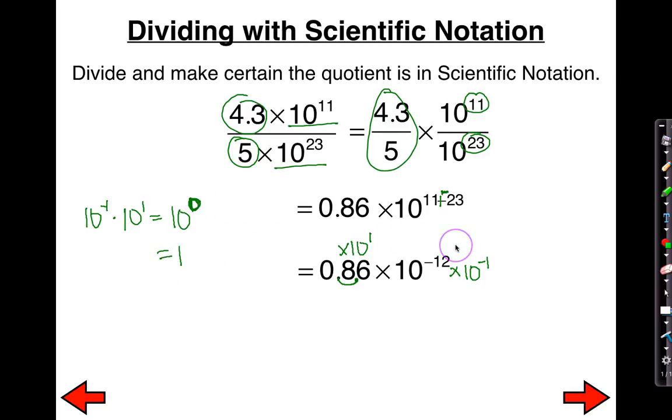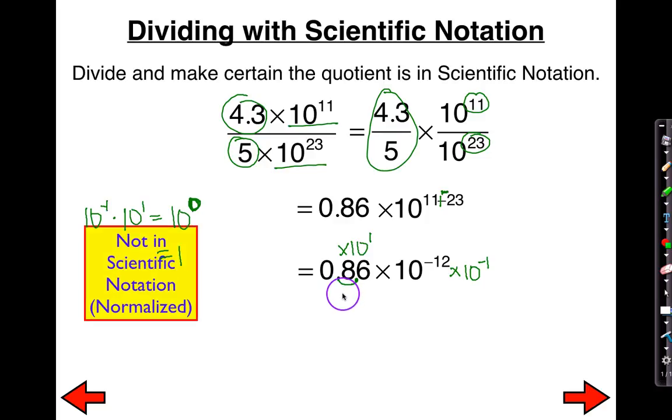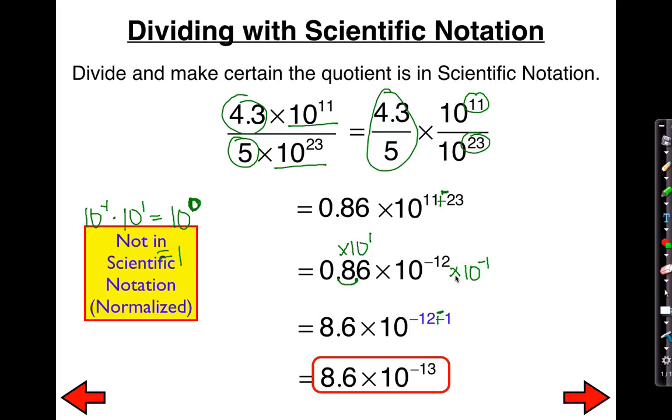So multiplying by 1 doesn't affect the value of this expression at all, so that's why I'm able to do that. So from there, I can go ahead and say that my answer is 8.6 times 10 to the negative 12 minus 1. Now, why is it minus 1? Technically, it's plus a negative 1 because we are multiplying. So this is going to give us 8.6 times 10 to the negative 13th. That would be our final answer. Why? Because my coefficient does fall within the range of between 1 and 10.